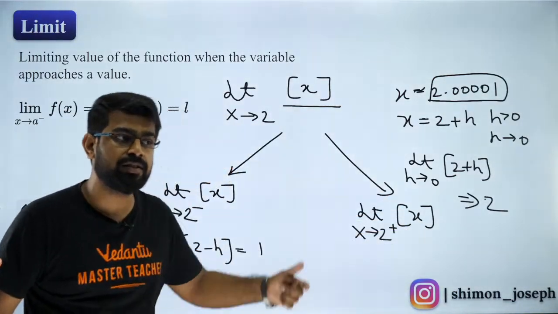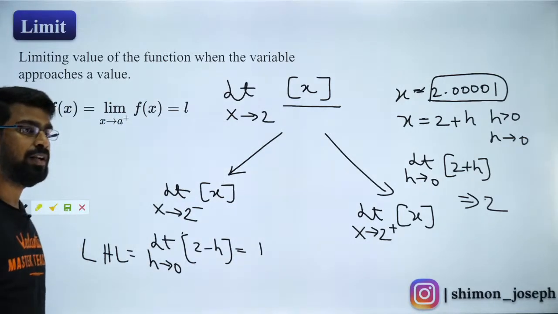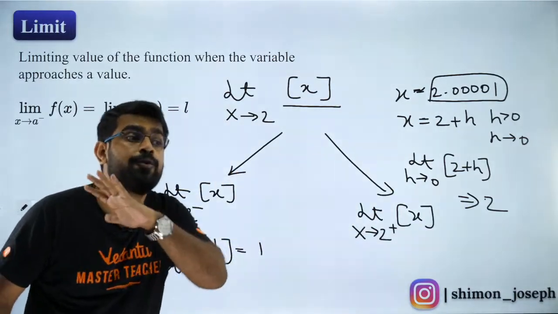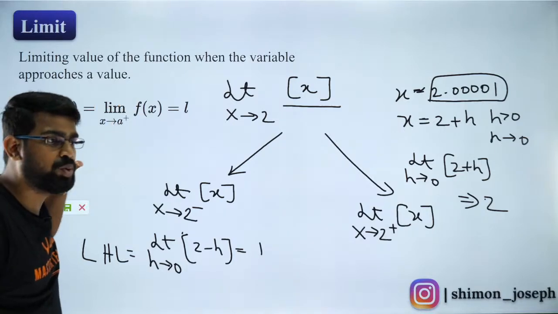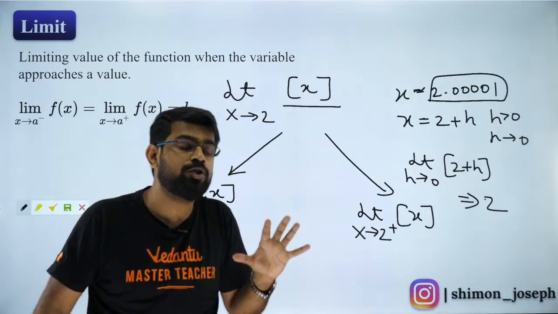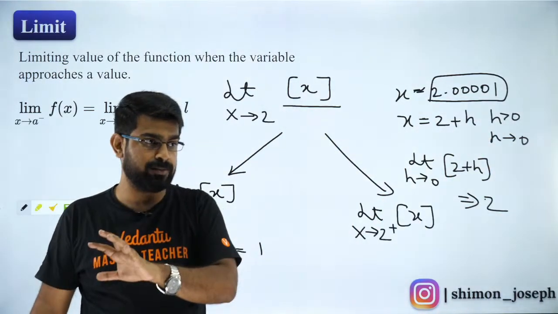Will my limit exist? Can you guys answer me? LHL is 1, RHL is 2. Will my limit exist? No. Why no? Because for a limit to exist, my dear students, my LHL should be equal to RHL and they both should be equal to a finite value. So that is a condition for existence of limits.